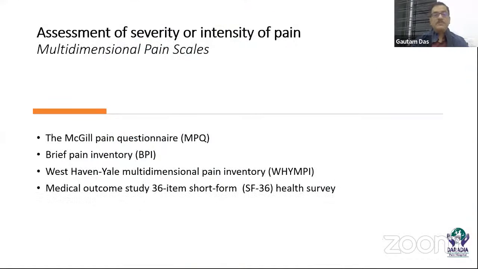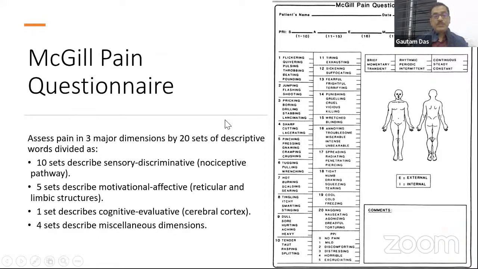Then comes the multidimensional pain scale. Multidimensional pain scale means we are assessing the other aspects of the pain: the emotional component, the cognitive functions, and so on. The most important out of this list is McGill's pain questionnaire. In the McGill's pain questionnaire, there are different sets of questions. 10 sets of questions are for the sensory discriminative component, that means the nociceptive pathway. So this is going to assess the sensory or physical component of the pain. So the McGill pain questionnaire can assess the physical component by 10 sets of questions.